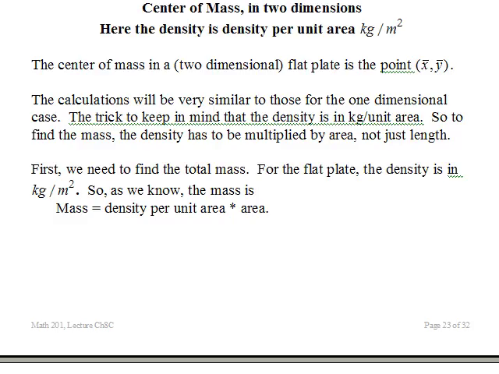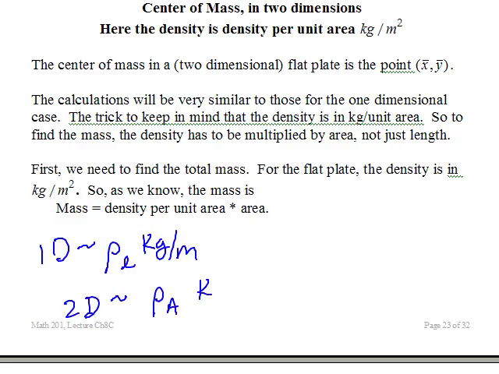Before, for the 1-dimensional problem, density was reported as a linear density. So for a 1-dimensional problem, rho L is in kilograms per meter. For the 2-dimensional problems, the density is in kilograms per square meter. To find the total mass, we need to multiply by the area. So right here, the total mass will be this density per unit area times the area.